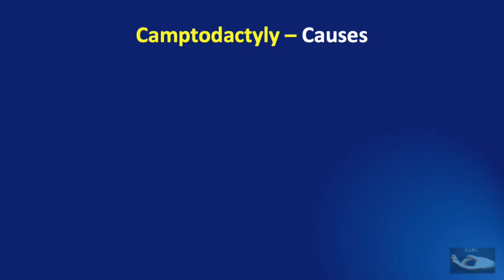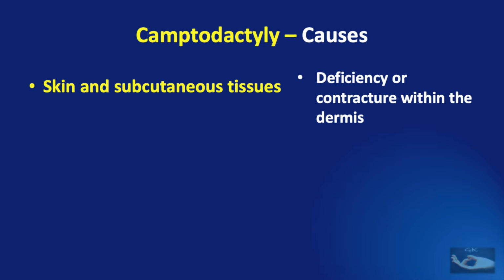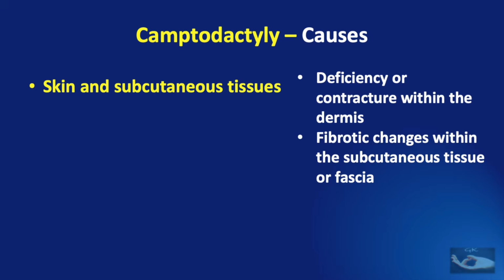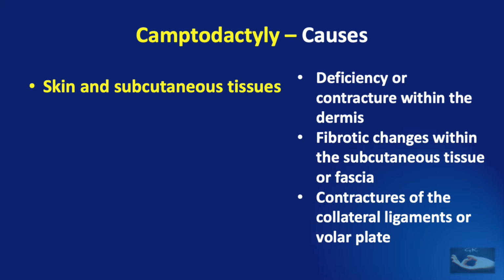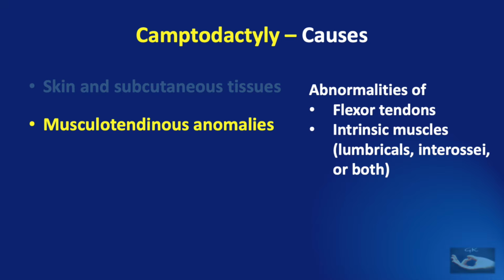As far as the cause of congenital camptodactyly is concerned, every single structure in the finger around the proximal interphalangeal joint has been implicated. The skin and subcutaneous tissues could be a cause, either by deficiency or contracture within the dermis, or fibrotic changes within the subcutaneous tissue or fascia, or even contractures of the collateral ligaments or the volar plate. Musculotendinous anomalies around the proximal interphalangeal joint, like abnormalities of the flexor tendons, intrinsic muscles, either the lumbricals or interossei or both, or the extensor tendons, could cause camptodactyly.